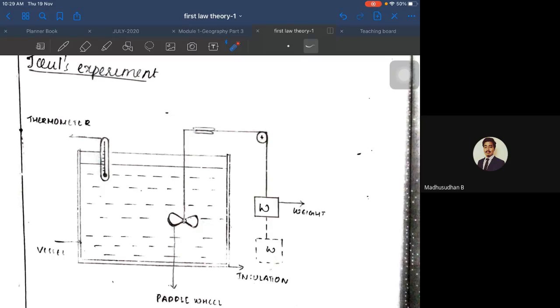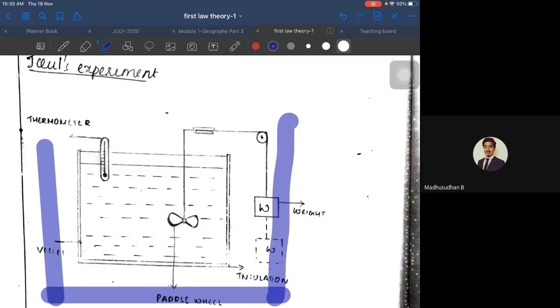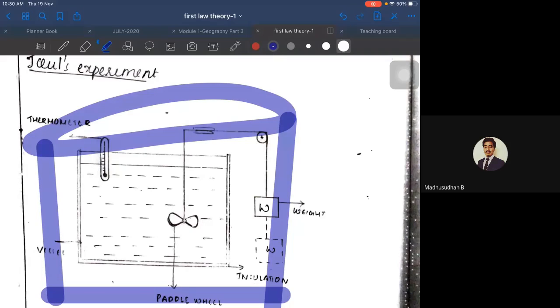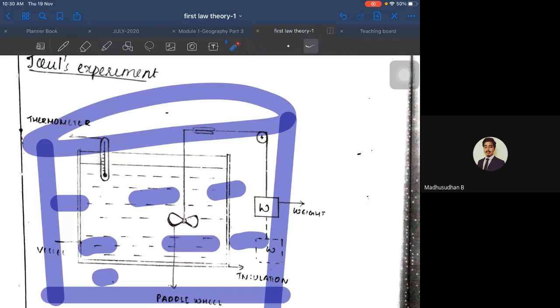Once he has transferred, he has taken out the thermometer and the paddle wheel, and he has totally incorporated this in a water bath. So he has just kept the whole thing in a water bath like this. Once he has kept it in a water bath like this, what happens? The temperature, which is at the higher level inside, will naturally flow to the water bath. Yes or no?